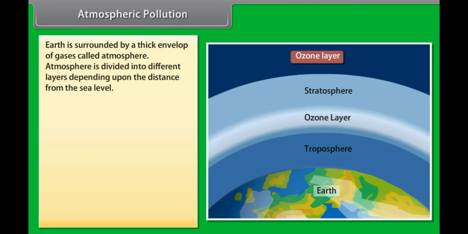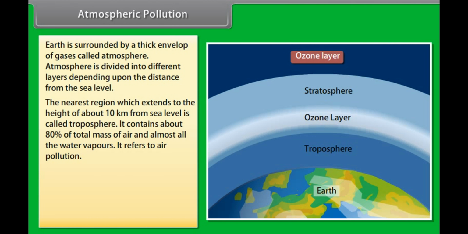Atmospheric pollution. Earth is surrounded by a thick envelope of gases called atmosphere. Atmosphere is divided into different layers depending upon the distance from the sea level. The nearest region, which extends to the height of about 10 km from the sea level, is called troposphere. It contains about 80% of total mass of air and almost all water vapors. It refers to air pollution.